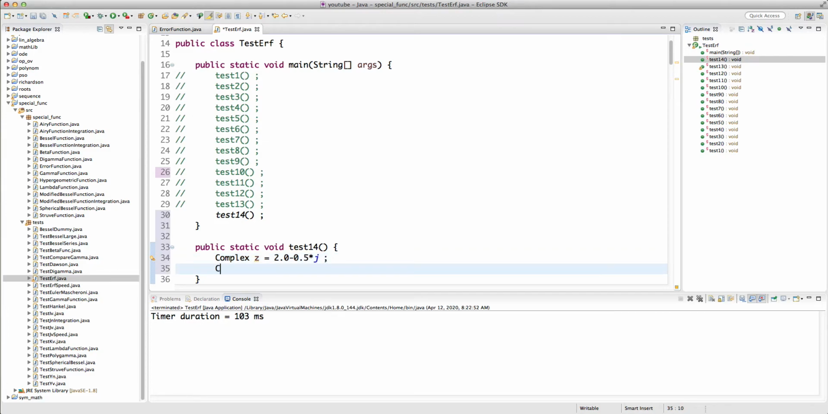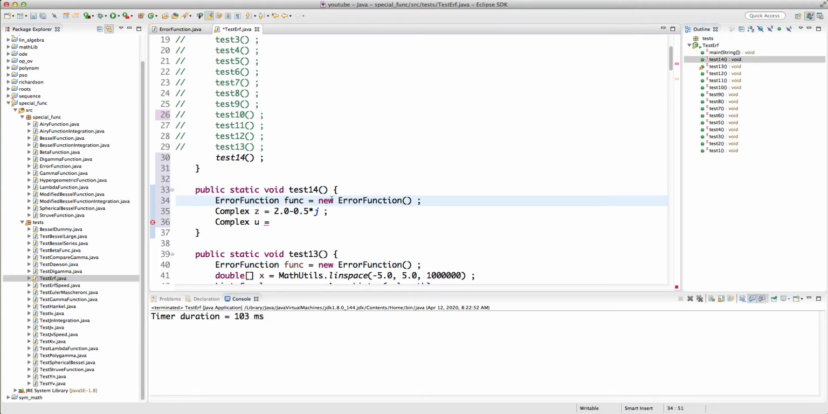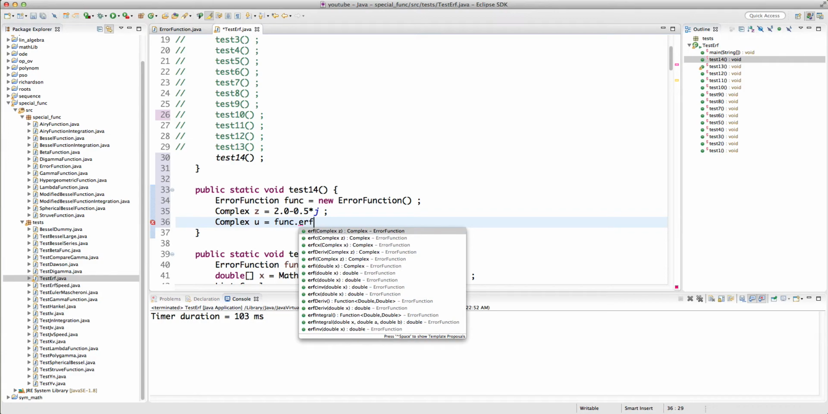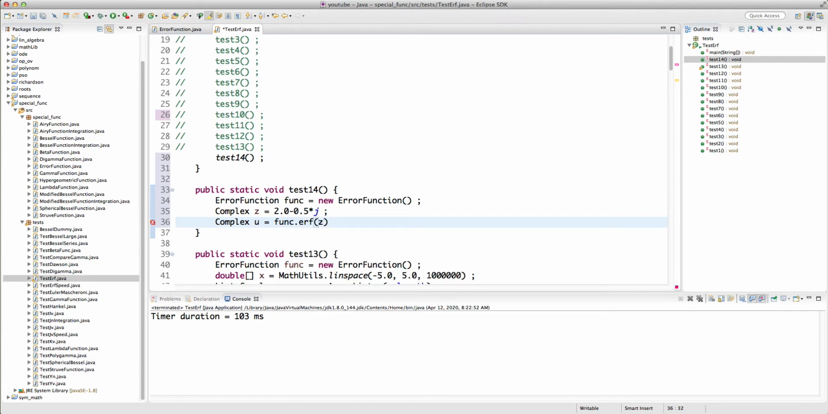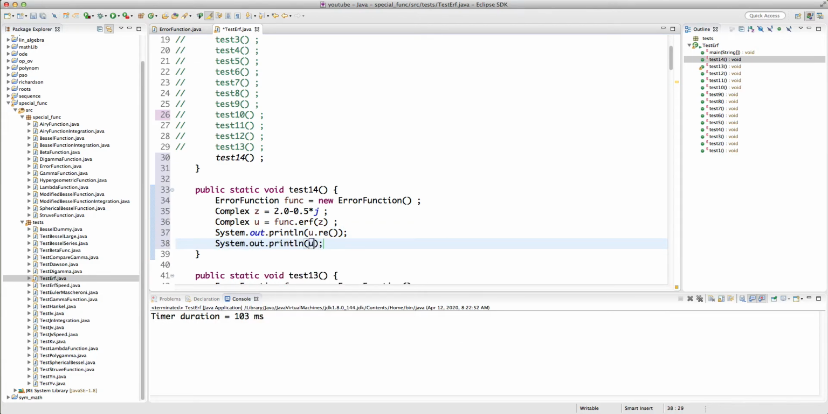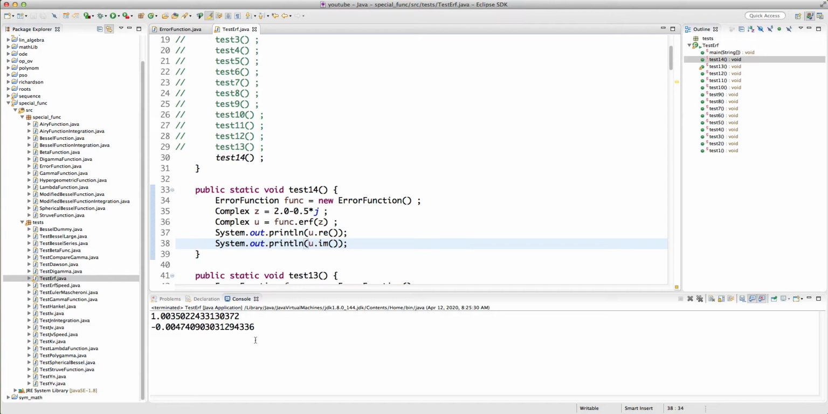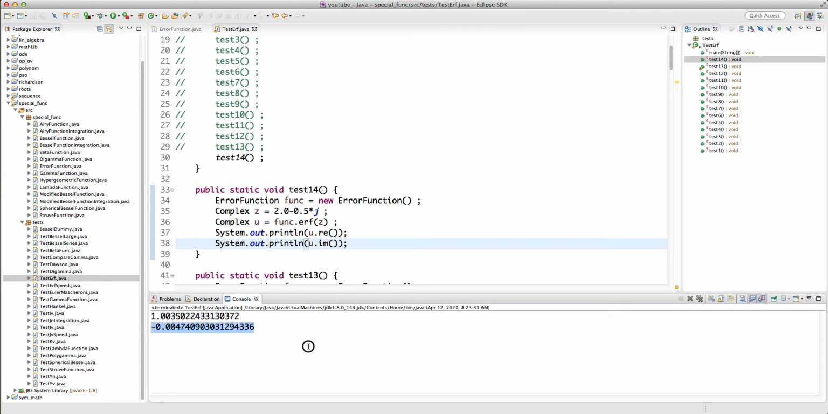And then complex u: I need to create my error function first, and then func.errorFunction(z), and sysout u.real, and then sysout u.imag. All right, so let's run this. So this is the real part and this is the imaginary part.